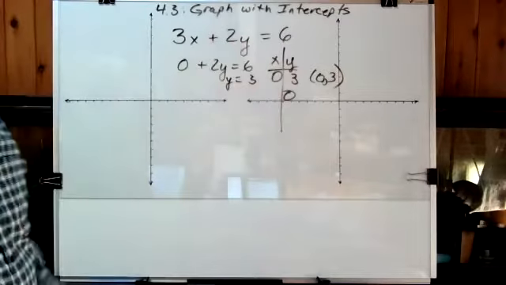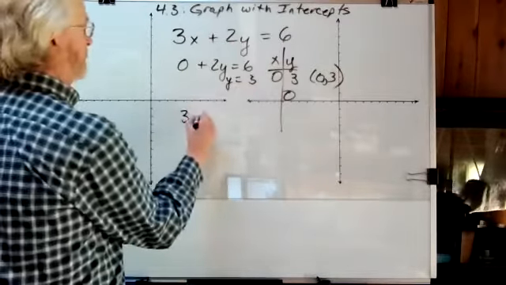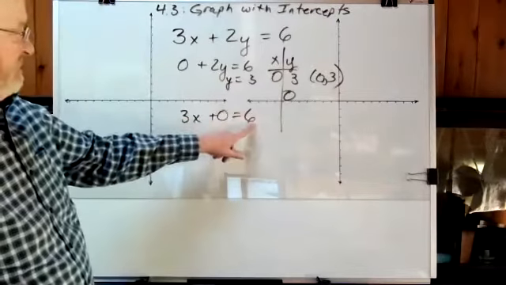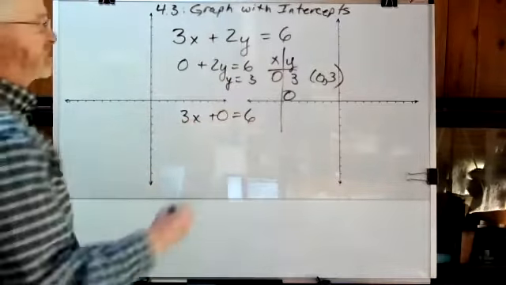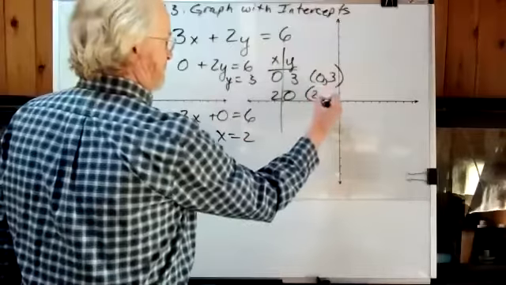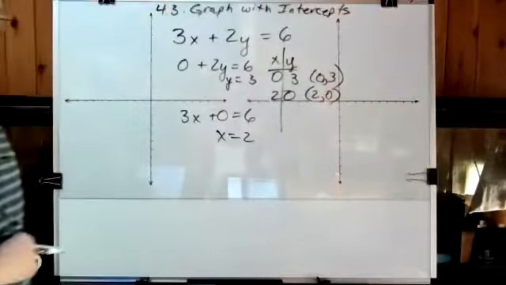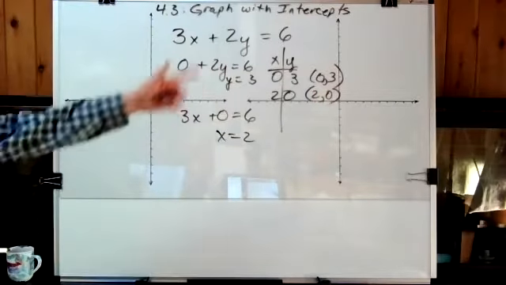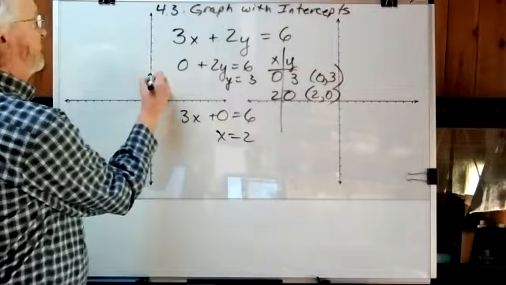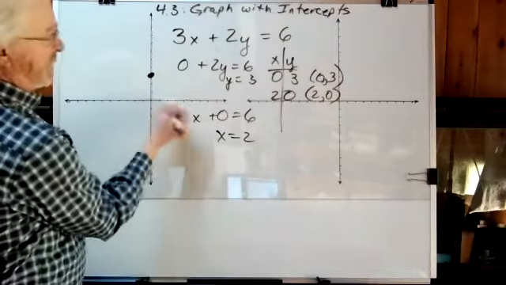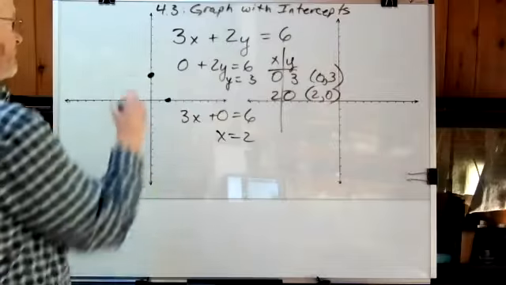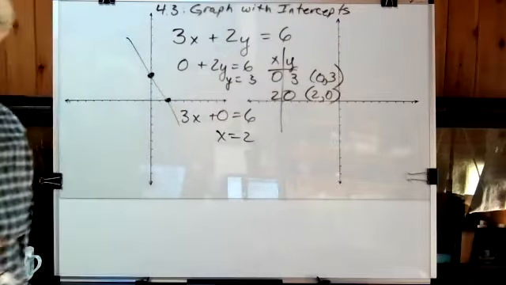Plug in 0 for y. 3x is 6. So divide by 3, I get x is 2. And so there are the intercept values. When x is 0, y is up at 3. And when y is 0, x is 2. And I could then connect those dots and get my line.